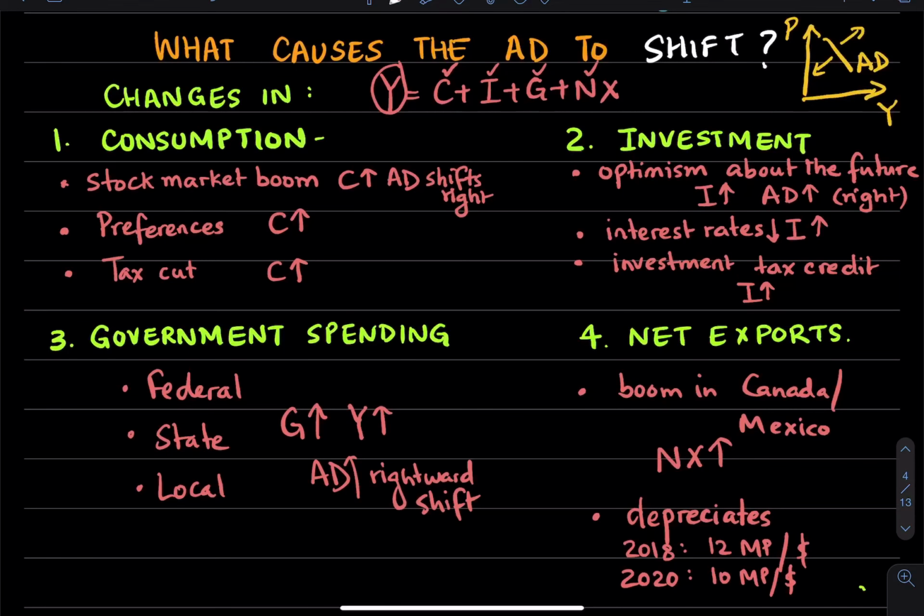But it is still good news for US exporters, because now the US goods and services are cheaper relative to a world in world markets. And so any depreciation of our currency is good news for our exports, and that would usually increase net exports and again cause a rightward shift of the aggregate demand curve.